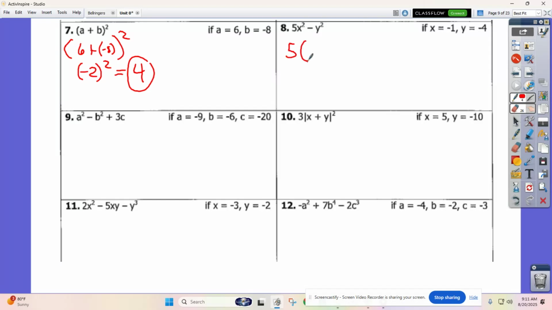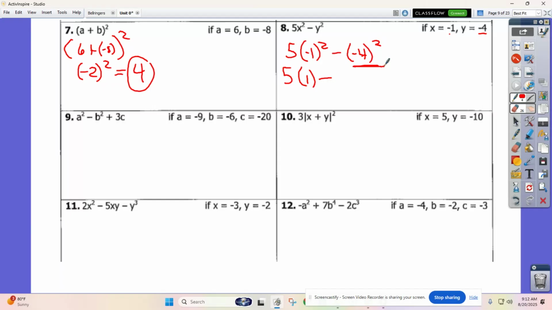5, and in place of the x is a -1. You must put that in parentheses. Minus y squared, which is -4, put that in parentheses. I do my exponents first. I'm going to leave this 5 alone. -1 squared is +1. Here, I'm going to do my -4 squared, which gives me a +16.